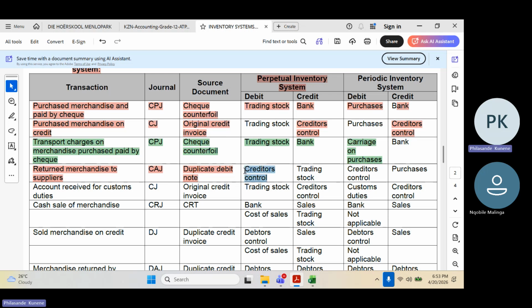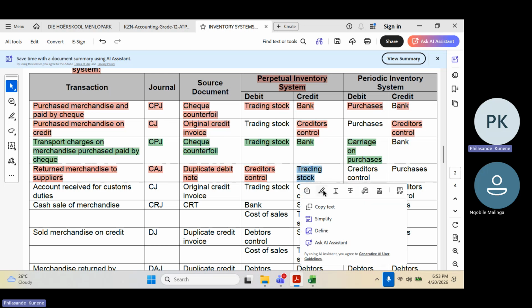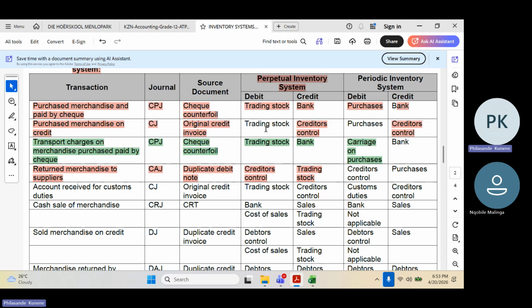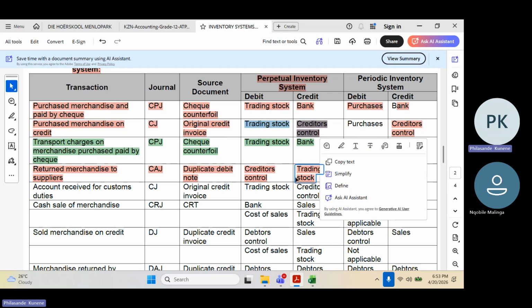We're going to debit creditors control because we're returning something that we bought on credit. Initially, it was credited because we were buying on credit. Now that we're returning, we're going to debit that creditors control and then credit the trading stock. It's a reversal of that journal entry on top that you can see. We're reversing it here.